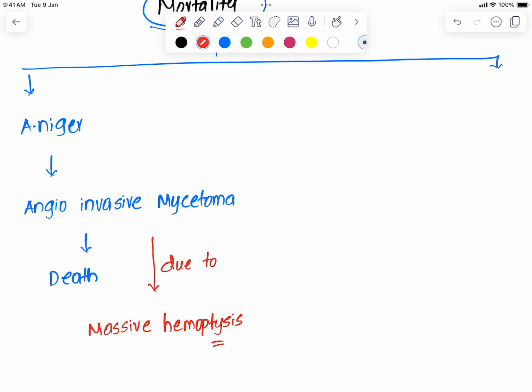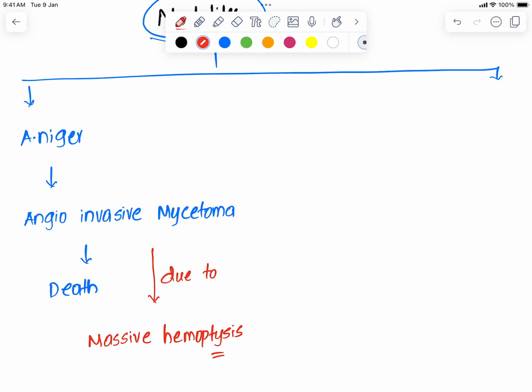Right, so this will be due to the massive hemoptysis, that is your Aspergillus niger. Whereas patients with sarcoidosis can also have sudden cardiac death. Now, what is the mechanism for sudden death in patients with sarcoidosis? The reason for the sudden death in patients with sarcoidosis is due to arrhythmias, okay?